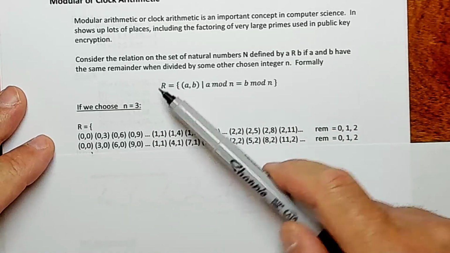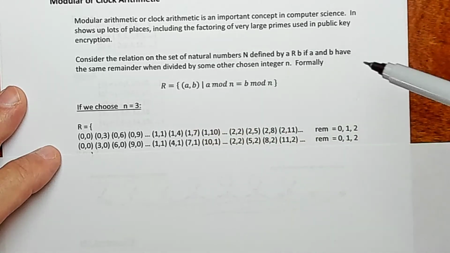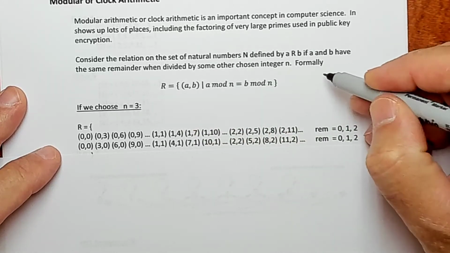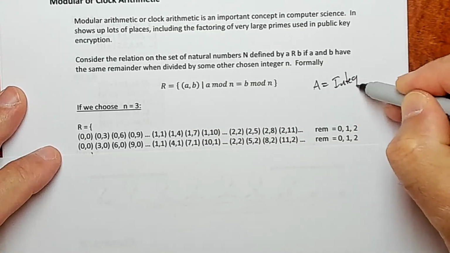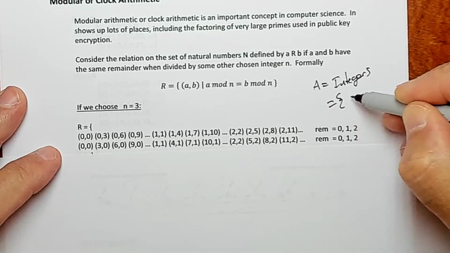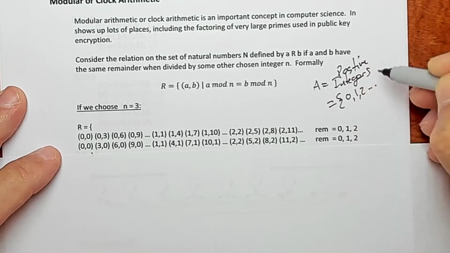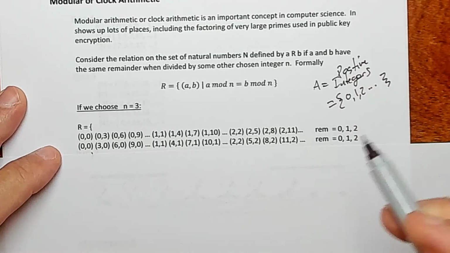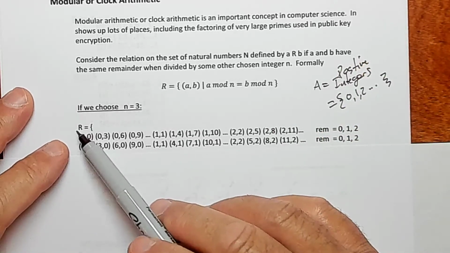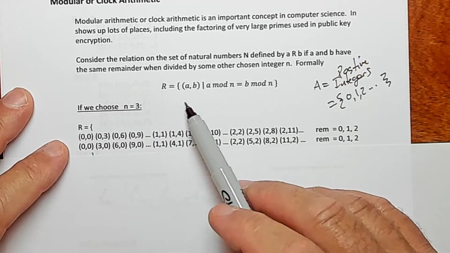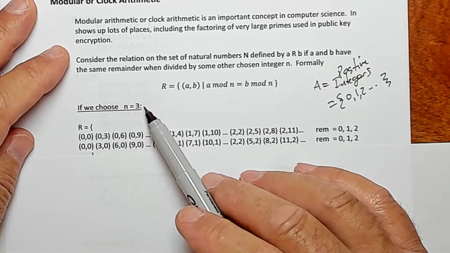Okay, R is drawn from the set of integers. So the original set A is integers. So take all integers: 0, 1, 2, positive integers, all the way to infinity, right? Then generate all the ordered pairs, every possible combination of integers. And then the relation is those pairs that have the same remainder when you mod by 3. In this case, n is 3.